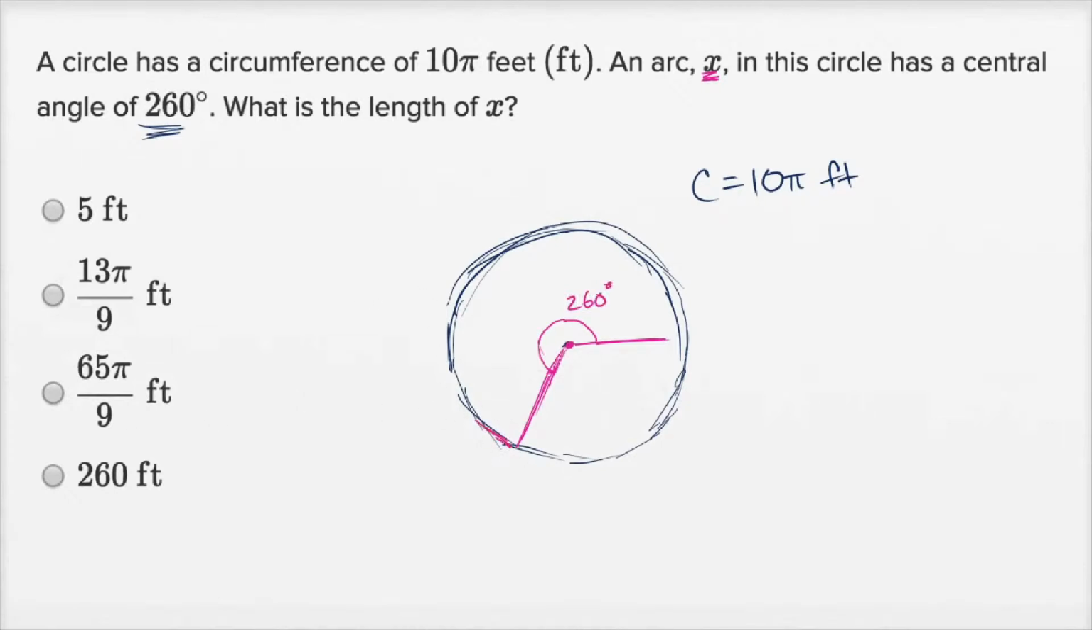And this is the arc. Let me do it in purple. So this is arc x right over here, and we want to figure out its length. Well, think about it this way. Its central angle is 260 degrees.